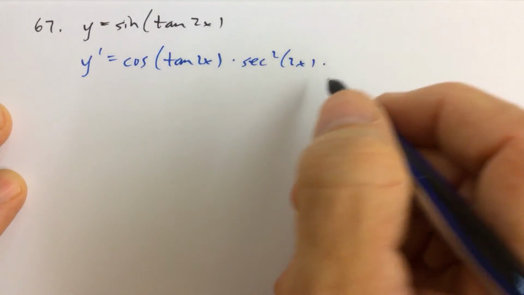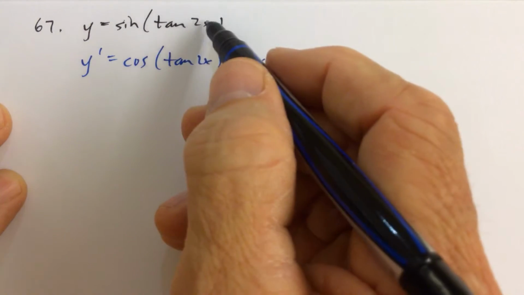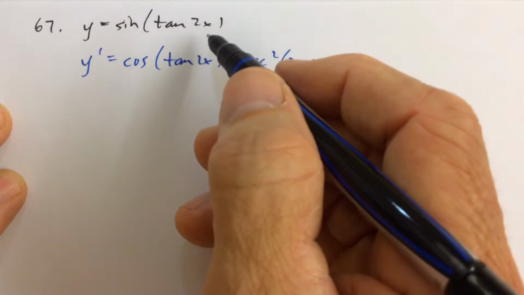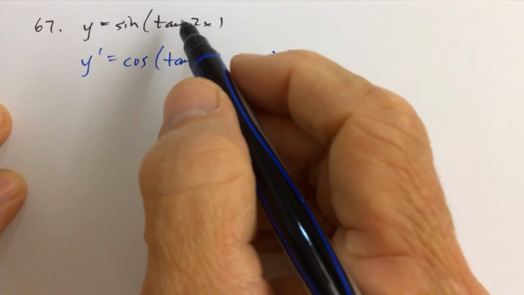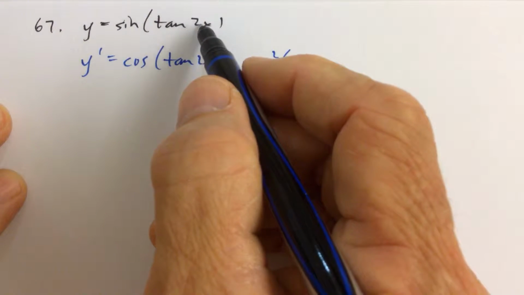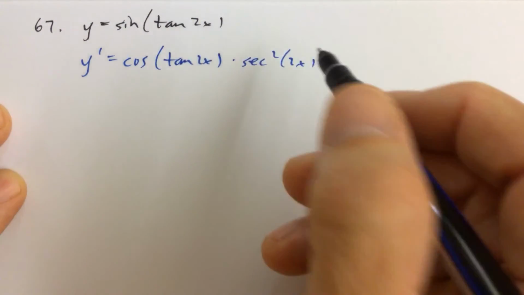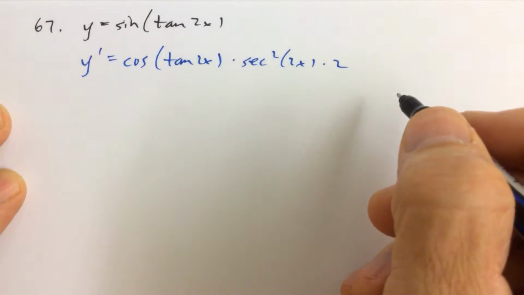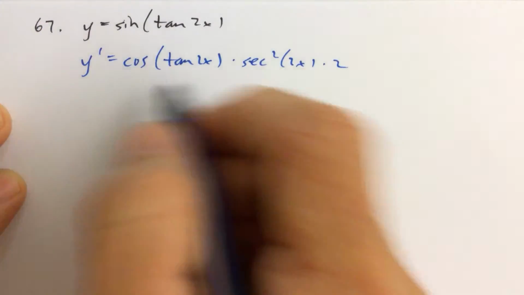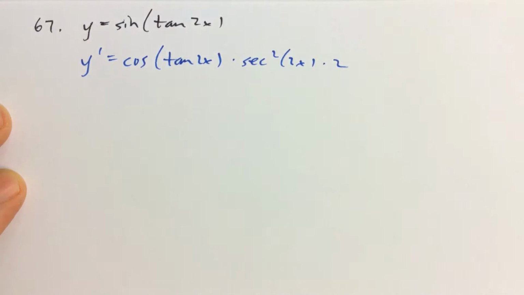And then, since it's not just tangent of x, it's tangent of 2x, then we have to use the chain rule again. The derivative of the tangent of 2x is the secant squared of 2x times the derivative of 2x, which is 2. And so we could rewrite that with a 2 in front, but you get the idea.